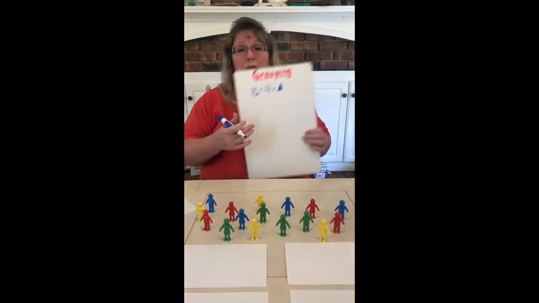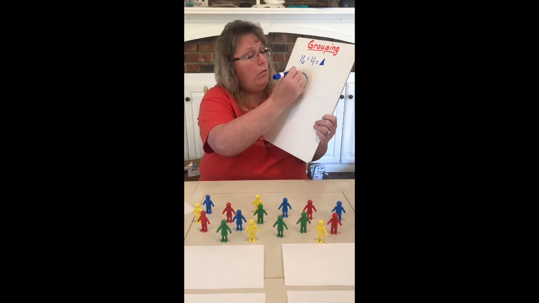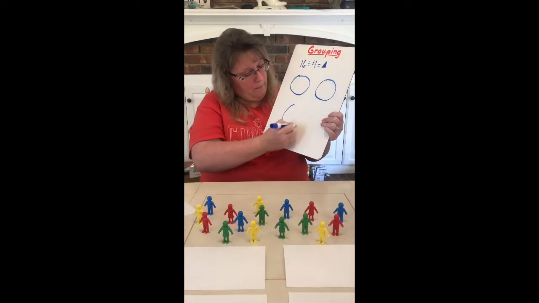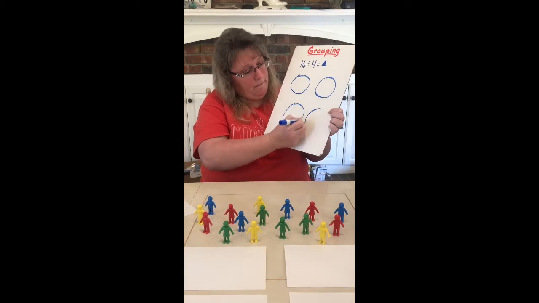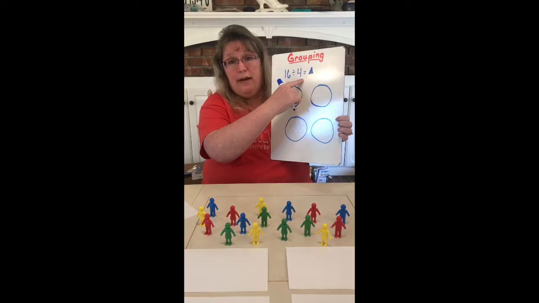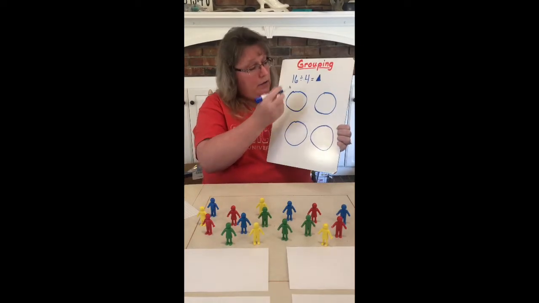So what I'm going to show you is I'm going to draw 1, 2, 3, 4. I drew 4 circles because that's my divisor number there, and that's my groups. I'm trying to figure out what's the size of each group.